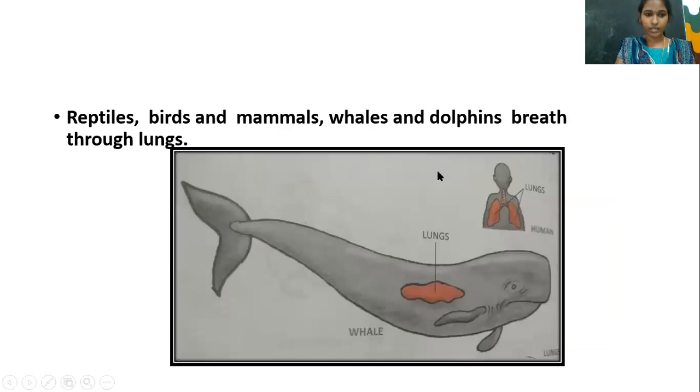Okay. Next, reptiles, birds and mammals, whales and dolphins breathe through lungs. Reptiles, what is the breathing organ of reptile? Lungs. Birds, lungs. And mammals, whales and dolphins, these breathe through lungs.